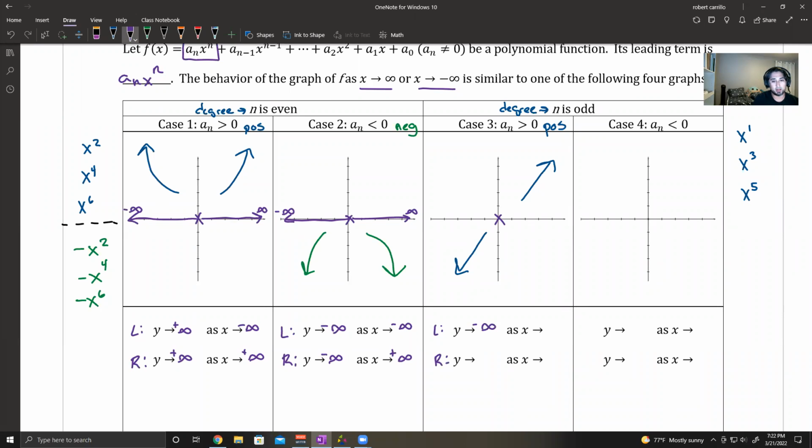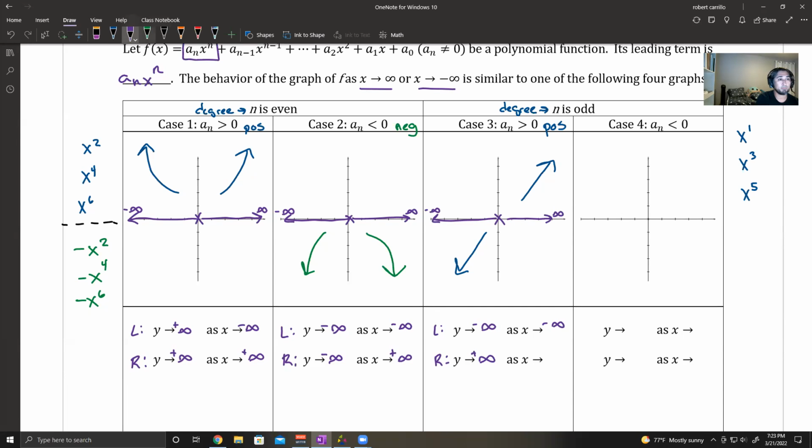Negative infinity. And this can only happen if x is headed towards negative infinity. And then on your right side, where are those y values headed? Positive infinity. And this can only happen if x is also headed towards positive infinity. Okay. So that's for a positive odd degree.